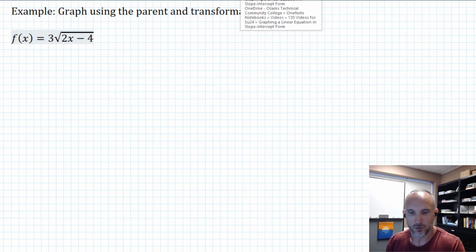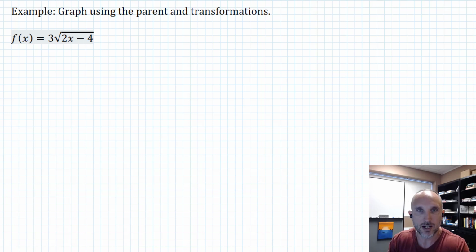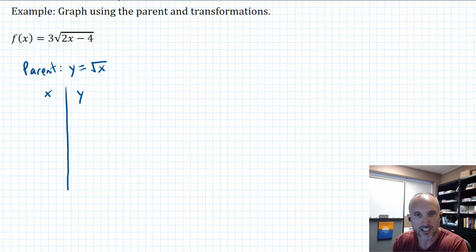Okay, we want to do this with transformations in the parent. So we're not going to plug x values into this function directly. We're going to generate the parent function and use transformations applied to that parent. The parent function is what you get if you strip away all of the arithmetic. Get rid of the times 3, the times 2, and the minus 4, and all that's left is y equals the square root of x, which is simple to generate an xy table.